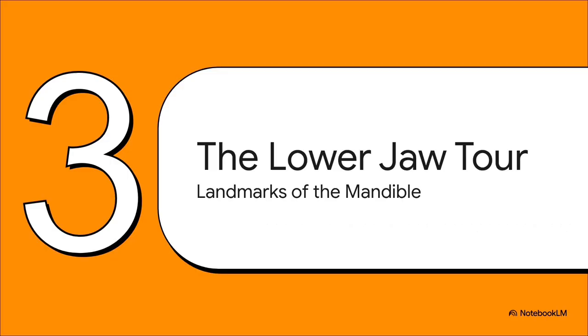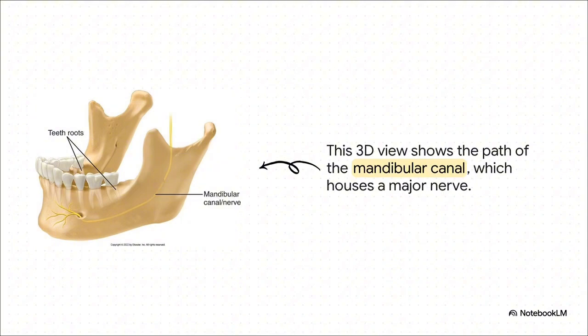All right, our tour is moving on down. We're heading to the lower jaw now. We're about to explore the mandible, which happens to be the largest and strongest bone in the entire face. Now check this out. Running right through this powerful bone is a super important passageway called the mandibular canal. You can see it here in this 3D view. It's basically a tunnel that protects the nerve that gives all the feeling to your lower teeth.